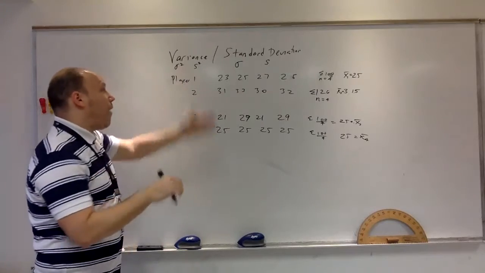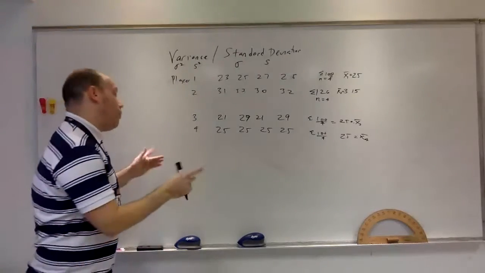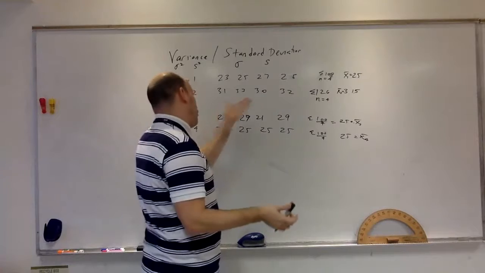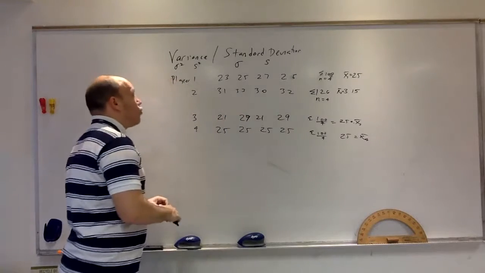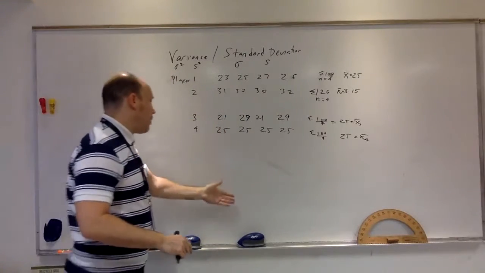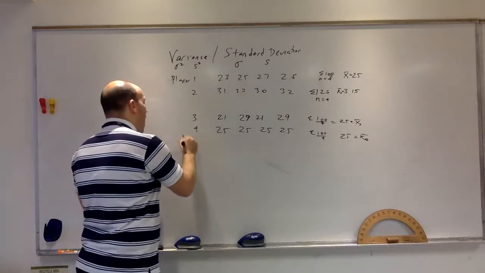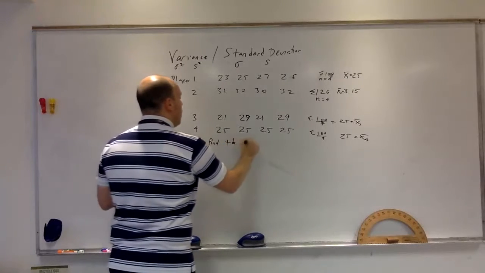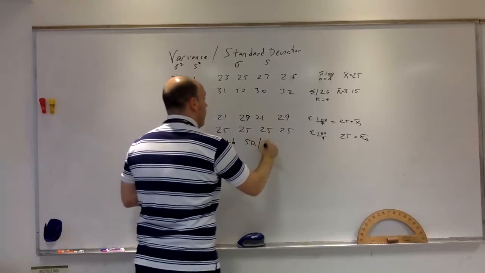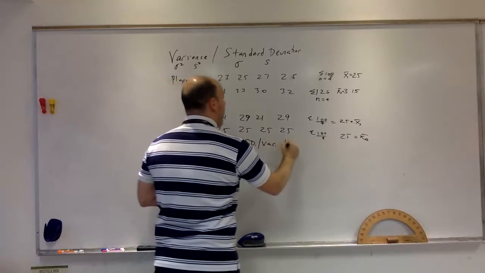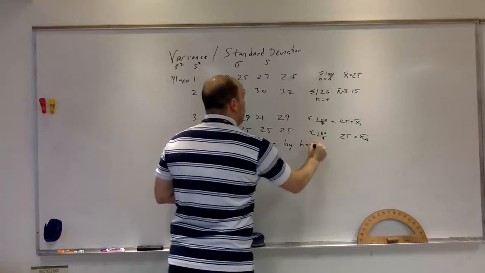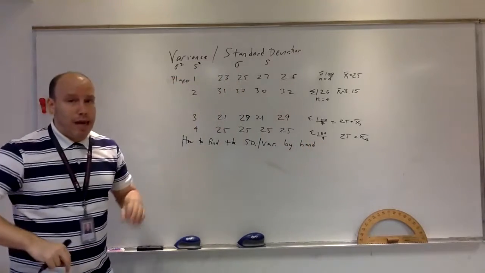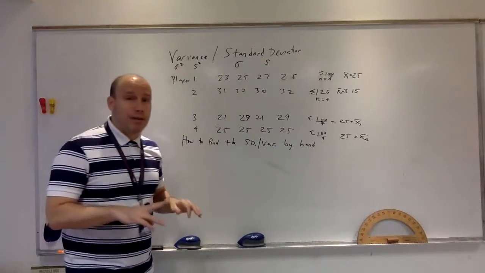So how do we find these things? Well, let's choose some scores. Let's choose something simple. So, how to find the standard deviation and variance by hand. You're never, ever going to have to do this again. I'm showing you the behind the scenes.